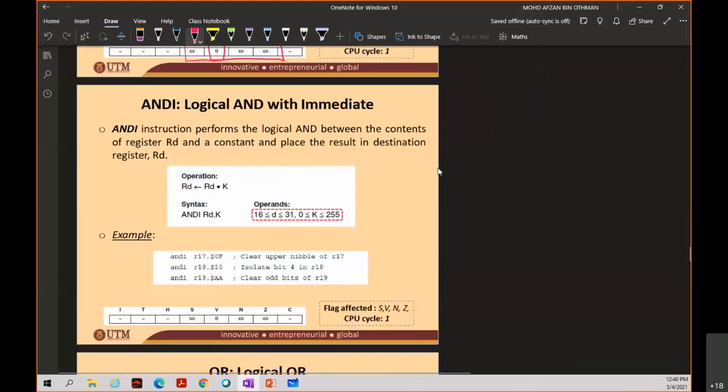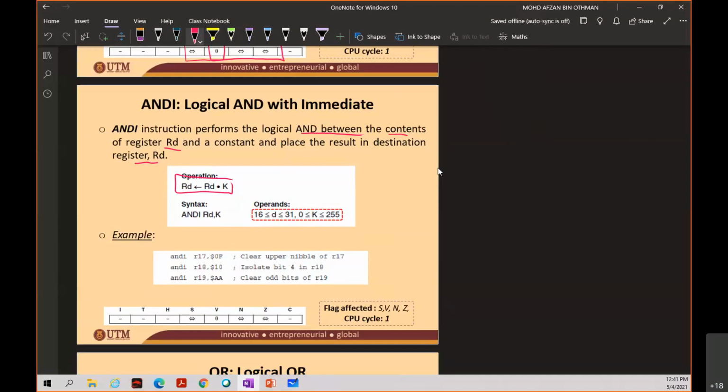Next, we have the next instruction, ANDI, which is the logical AND with an immediate value. The ANDI instruction performs the logical AND between the contents of register Rd and a constant, and places the result in the destination register. This is our operation. You're going to do a logical AND with the immediate value and put it in your destination register.